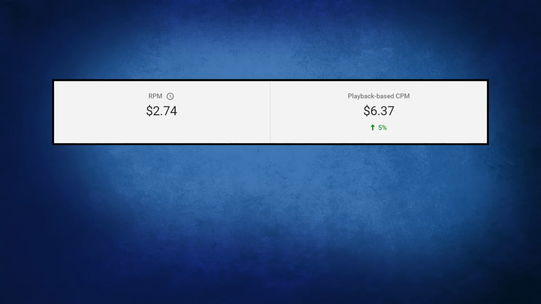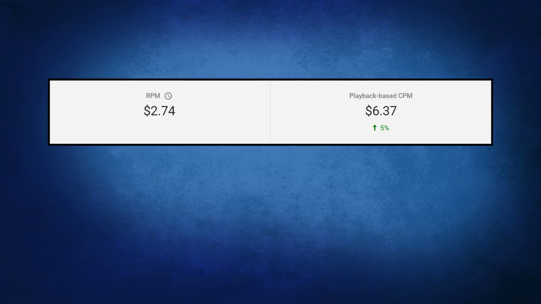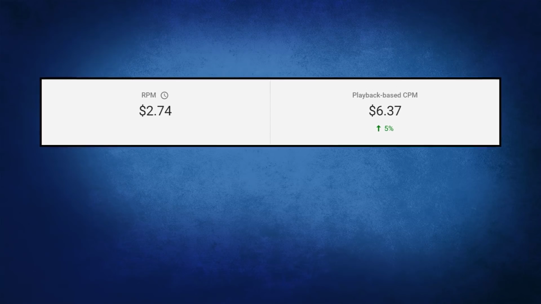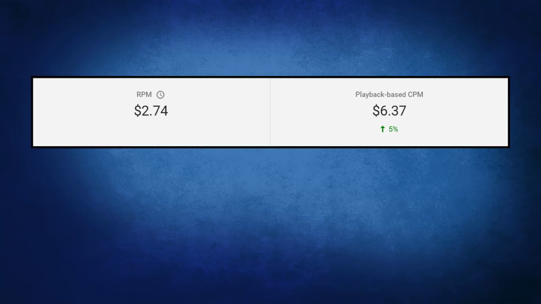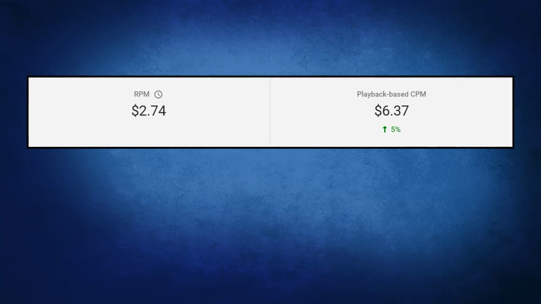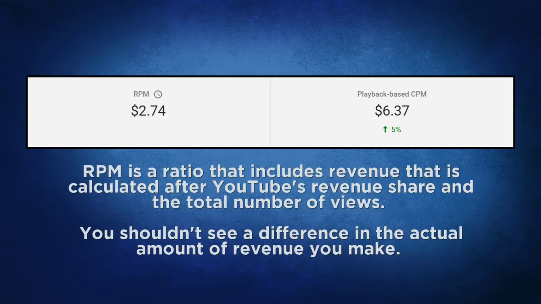So yes, at a surface level, the RPM will look terrifyingly grim when compared to your CPM, but it does reflect the actual truth of your ad revenue income on your channel. And YouTube do stress themselves that RPM is a ratio that includes revenue that is calculated after YouTube's revenue share and the total number of views on your channel. This is a new analytic, but you shouldn't see a difference in the actual amount of revenue you make on your channel.